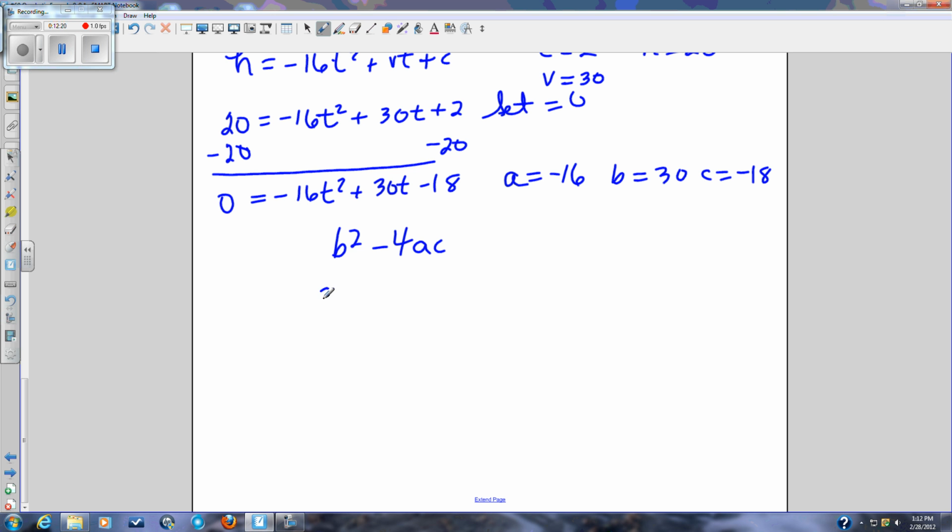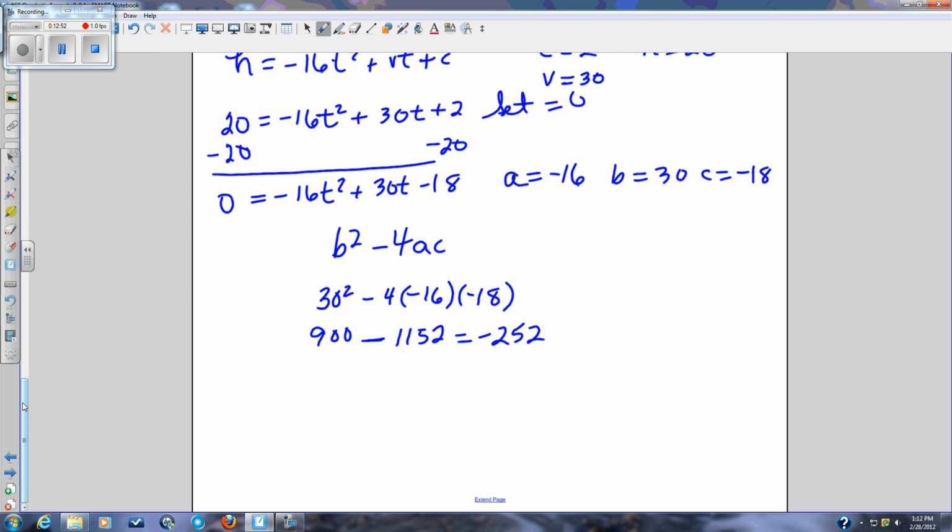So we have 30 squared minus 4 times negative 16 times negative 18. Well, 30 squared is 900. Negative 4 times negative 16 times negative 18 is negative, so that's why I've got my minus there, negative 1,152. So 900 minus 1,152 gives you negative 252.